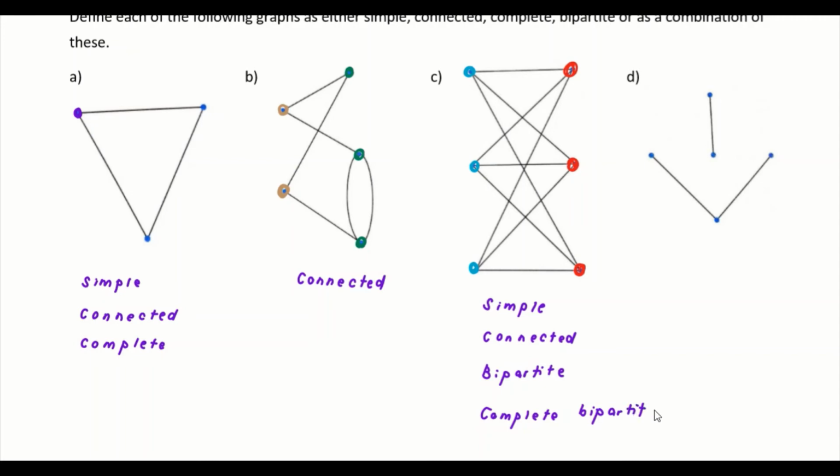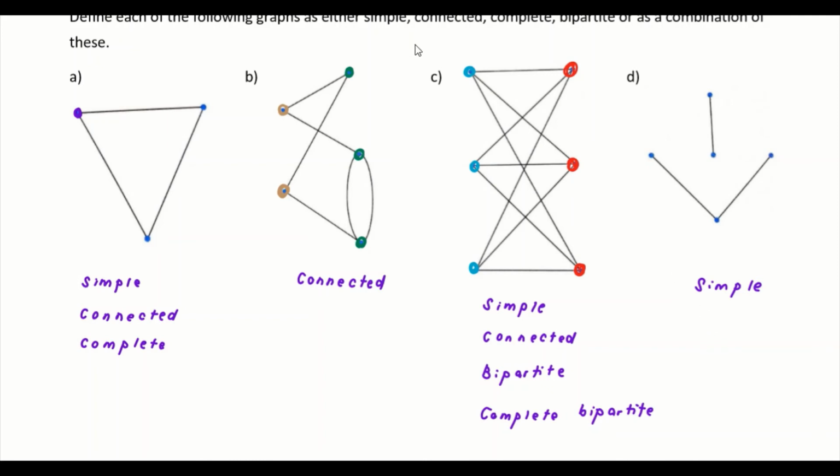Okay, so let's look at the last one. No loop, no multiple edges, no direction, no weight, so it's a simple graph also. Is it connected? No, right? Obviously you have one part of the graph like this and another part like this. The vertex here cannot reach the vertex here, so it's disconnected.